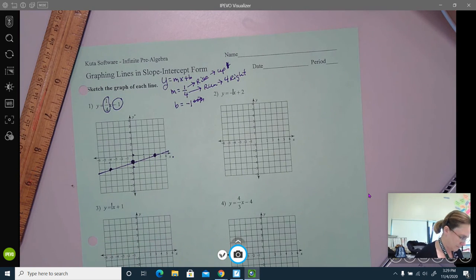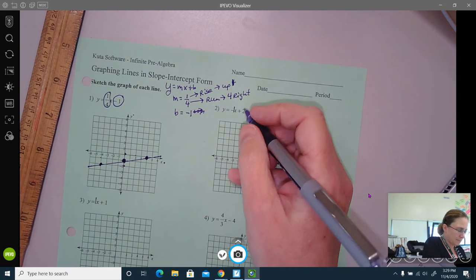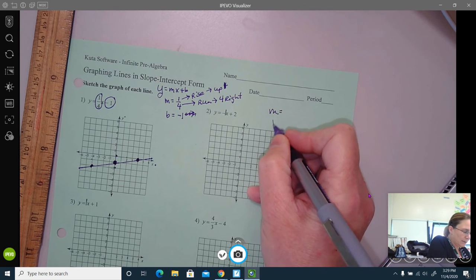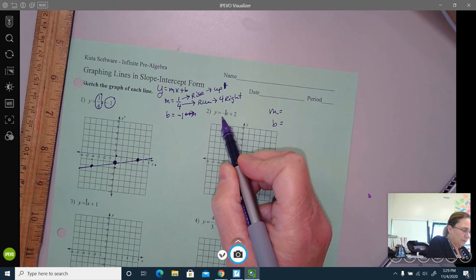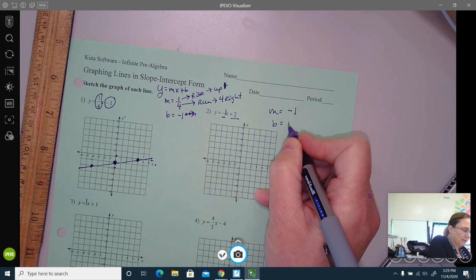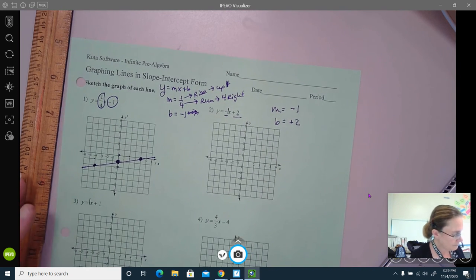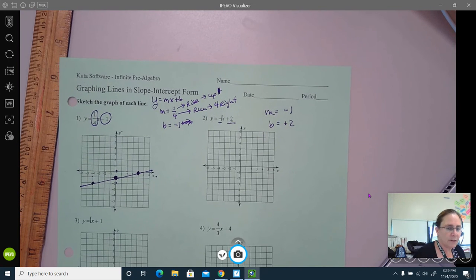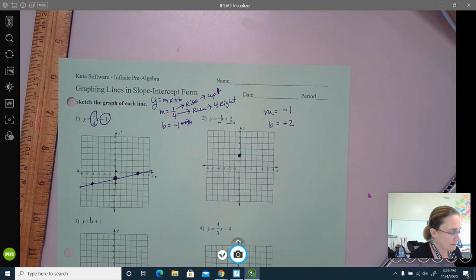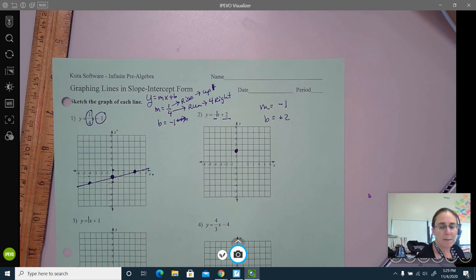All right, let's see. What other one? I'll do number 2. So my slope here and my y-intercept. My slope is -1 and my y-intercept is +2. So I'm going to make my first point at +2 to indicate the y-intercept. And now my pattern for my constant rate of change is based on the slope.